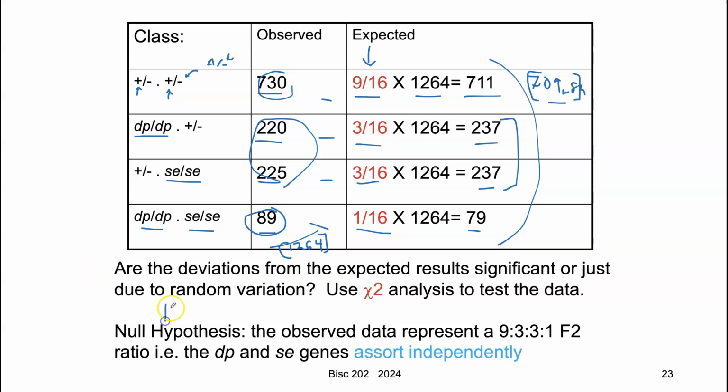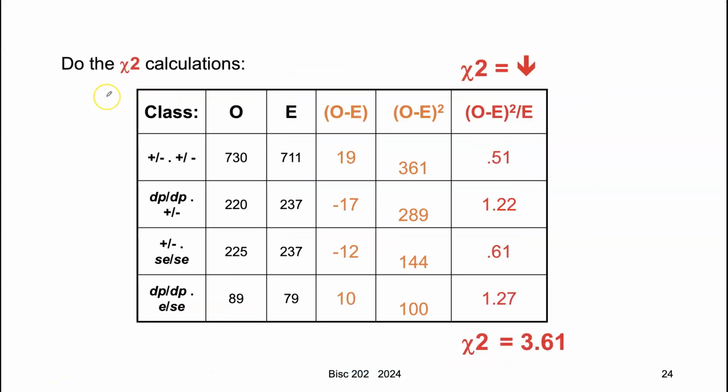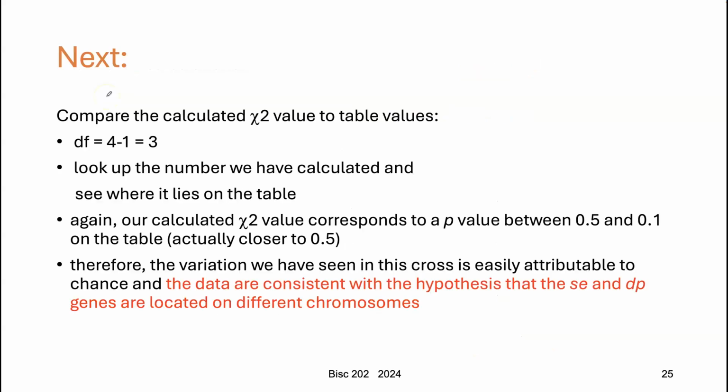Okay, so this is our null hypothesis, which is really the only one we talk about when we're doing chi-squared. The observed data are showing us this kind of ratio, which would suggest that these genes are sorting independently, and the numbers that we're seeing are off just due to random variation. That's what you want to include in your hypothesis.